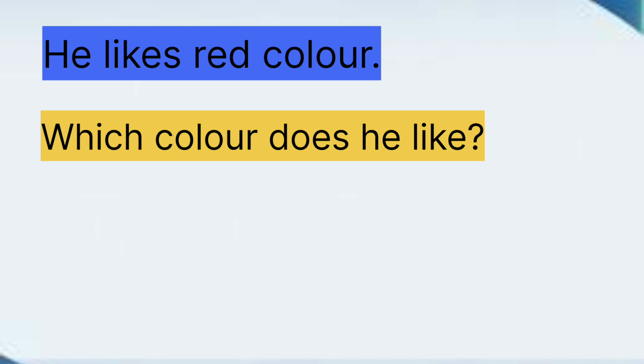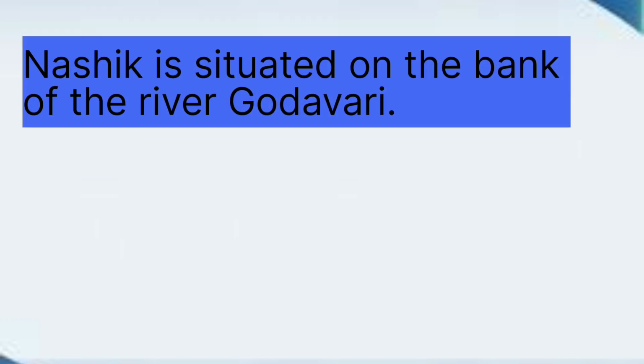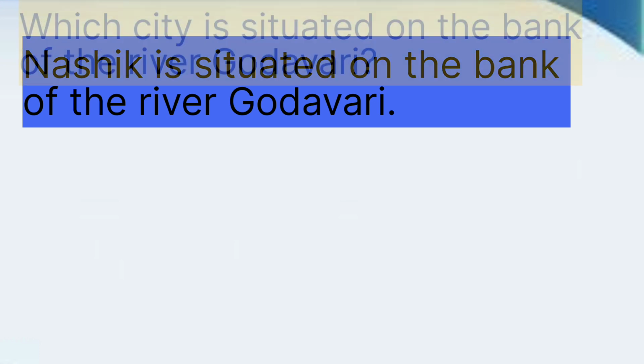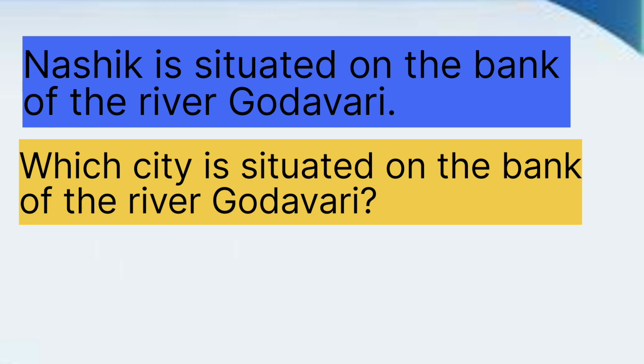Next example: Nasik is situated on the bank of the river Godavari. The underlined part is Nasik. To get the underlined part as an answer, let us frame the WH question. Which city is situated on the bank of the river Godavari? Question mark. Here we have used the structure: WH word plus noun plus helping verb plus main verb plus the remaining part of the statement.